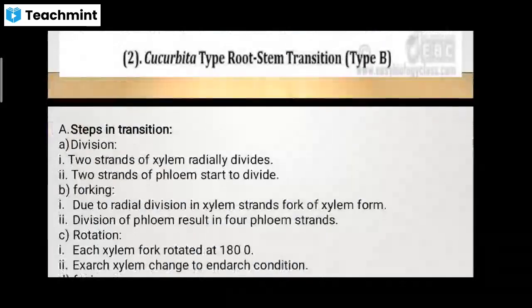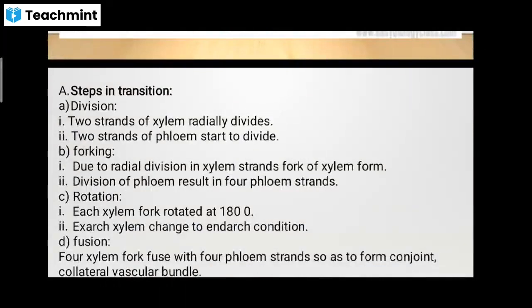Then after the forking, the third step is the rotation. In case of the rotation, mostly the rotation process takes place in the xylem strand. So the xylem strand will be rotated by 180 degrees. 180 degrees means exactly opposite.